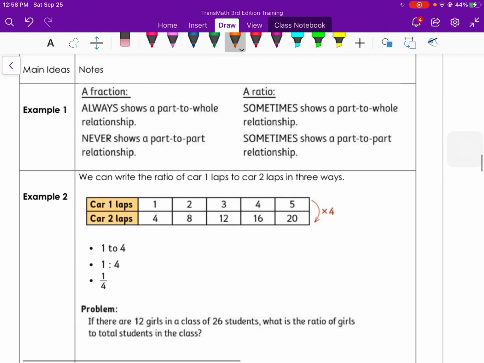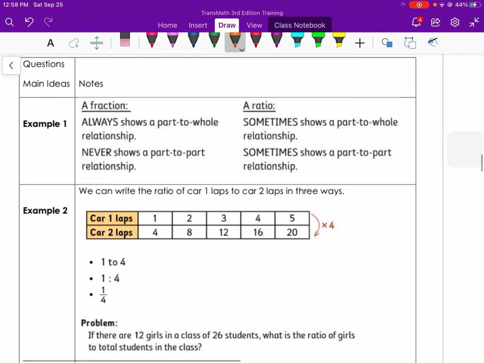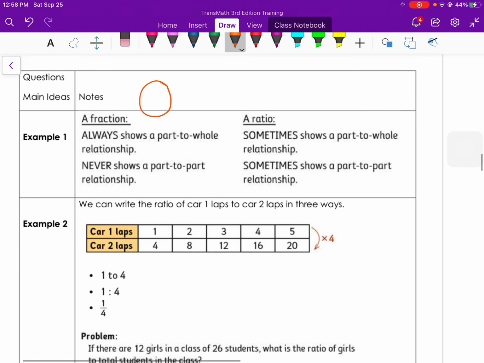So first thing, we're going to review the difference between a fraction and a ratio. A fraction, which you're familiar with, always shows a part to whole relationship. It never shows a part to part relationship. For example, if you think about a simple pizza cut into 4 pieces and you eat 3 out of 4, it is always a part to whole relationship. 3 is the part, and out of the total of 4 is the whole.